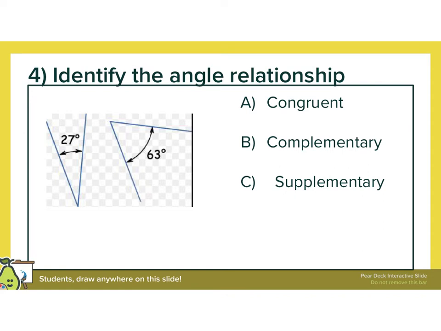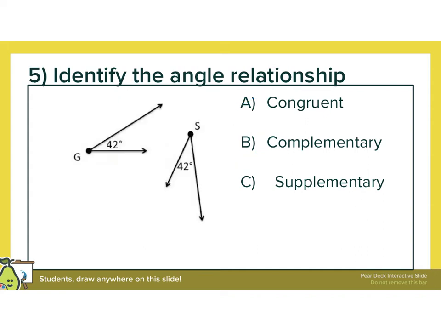Practice problem 3. They gave me the numbers. So 27 and 63, they're not congruent. That means the same. I'm going to add these together to see if they make 90 or 180. And they make 90. That is complementary. Practice problem 5. 42 and 42 is the same, making them congruent.